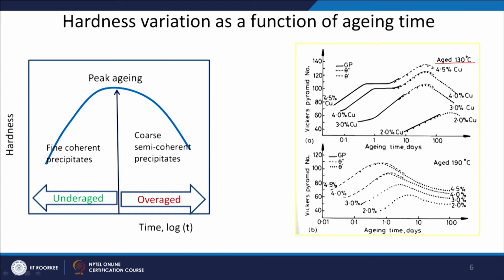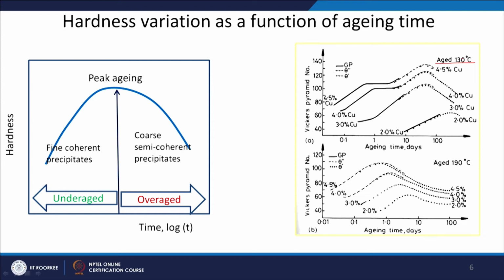Then these dashed curves are for theta double prime precipitates. Then the dotted one is for the theta prime precipitate. So, after formation of theta prime precipitate, actually the hardness started coming down. And you can also look at the aging time. It is around 10 days here, 100 days here. So, you reach the peak aged condition maybe after around 60 days, which for industrial application is not a feasible solution.